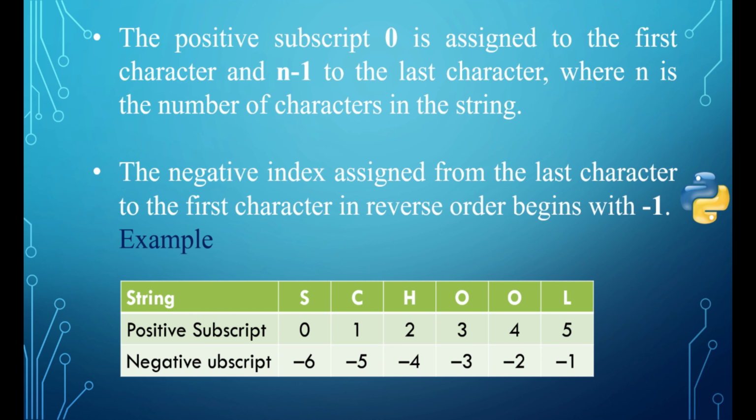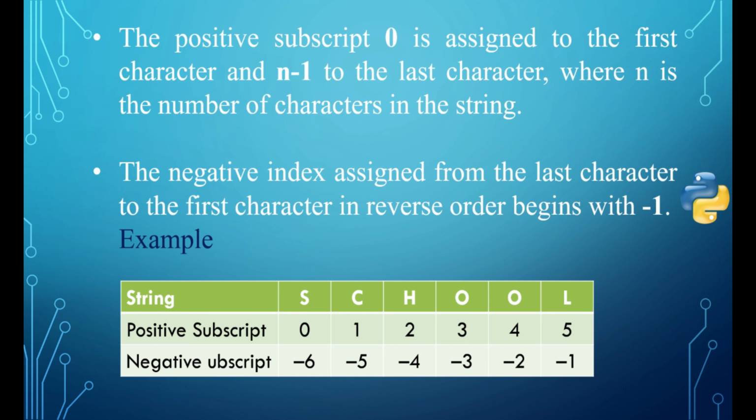That's why S is 0, C is 1, H is 2, O is 3, then O is 4, and then L is 5. But negative subscript will start from right to left. That's why L is minus 1, O minus 2, O minus 3, H minus 4, and then C minus 5, and then S is minus 6. Why? Because it comes from right to left.